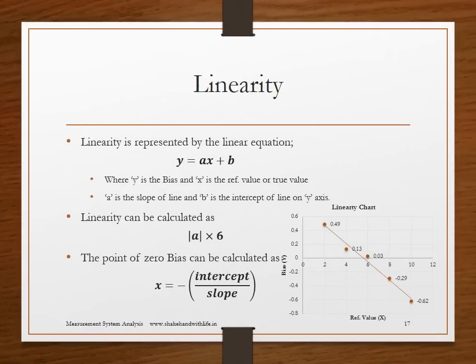Linearity. Linearity is represented by the linear equation y is equal to a x plus b, where y is the bias and x is the reference value or true value. A is the slope of the line and b is the intercept of the line on the y-axis. Linearity can be calculated as the absolute value of a, the slope of the line, multiplied by 6. The point of zero bias can be calculated as x is equal to minus the intercept of the line divided by the slope of the line. A linearity chart is shown here.